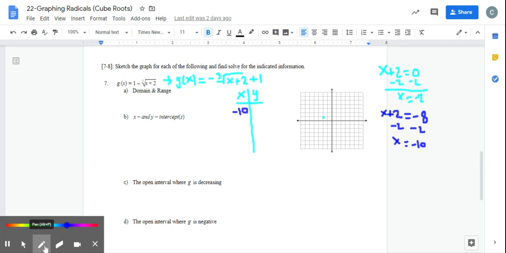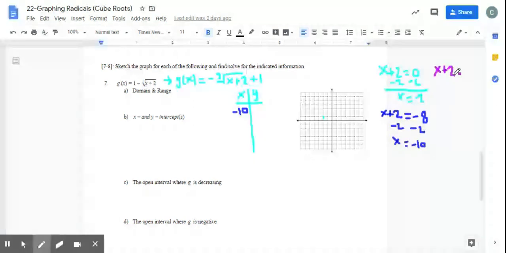And then now let's keep going, because we want to try and get as many points as we can. So x plus 2. On this graph, I'm going to suggest that you need at least 5 points to graph these. So we already have our perfect cube of negative 8. We did 0, but I'm going to do negative 1 this time.